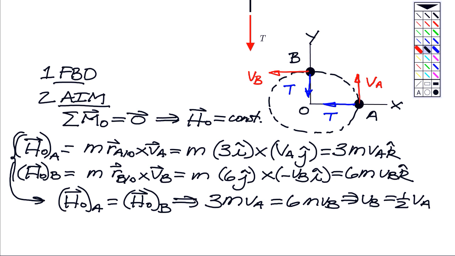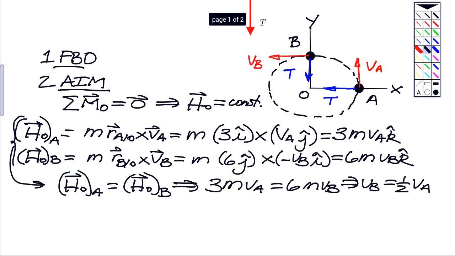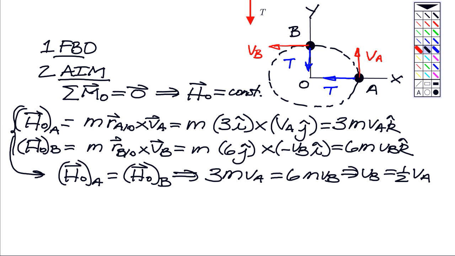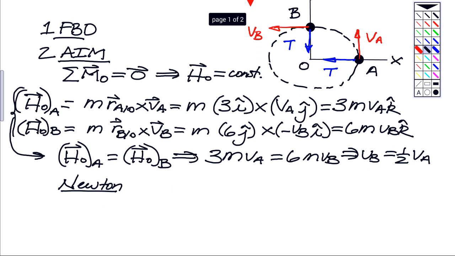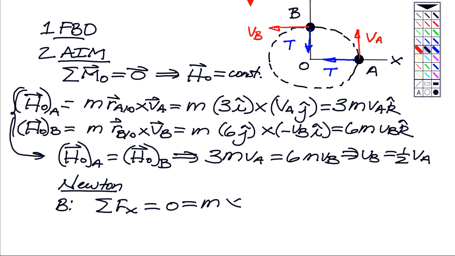What we want to do is find the tension. Tension is best found from Newton, because that's where forces and accelerations are related to each other. So we're going to use a Newton formulation. At B, we'll sum forces in the x direction. Well, we see that there are none, so that's m times x double dot. Summing forces in y, we have a minus tension force, and that's equal to m y double dot.